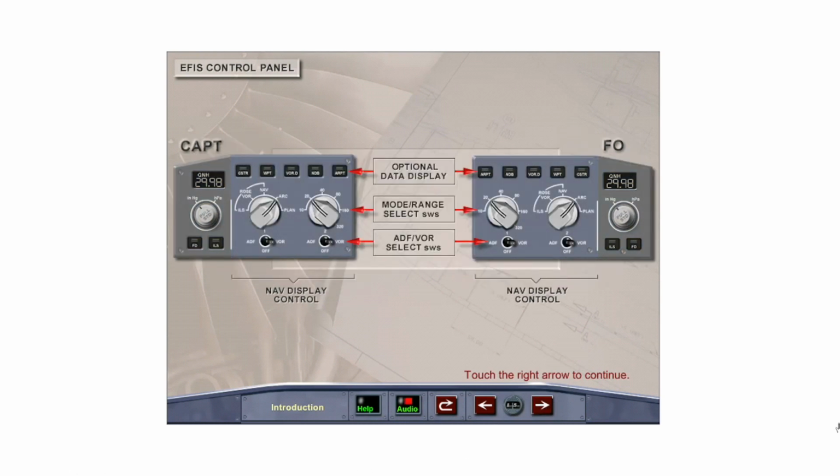The nav display part has the optional data display push buttons for displaying additional data, mode and range select switches for changing the presentation and scale, and ADF VOR selector switches for selecting raw data bearing pointers on the nav display.